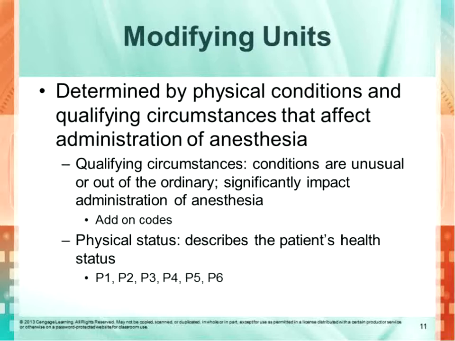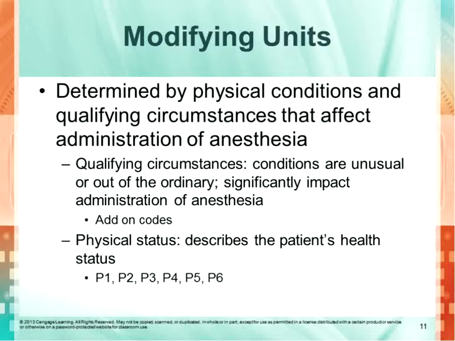So you will see a plus sign beside these codes in your coding manual. That means you cannot code these separately. It has to be in addition to your anesthesia code. You also see the unit there that's assigned. This is what you're going to plug into that formula when you get your total units. And we'll talk about that in just a second.